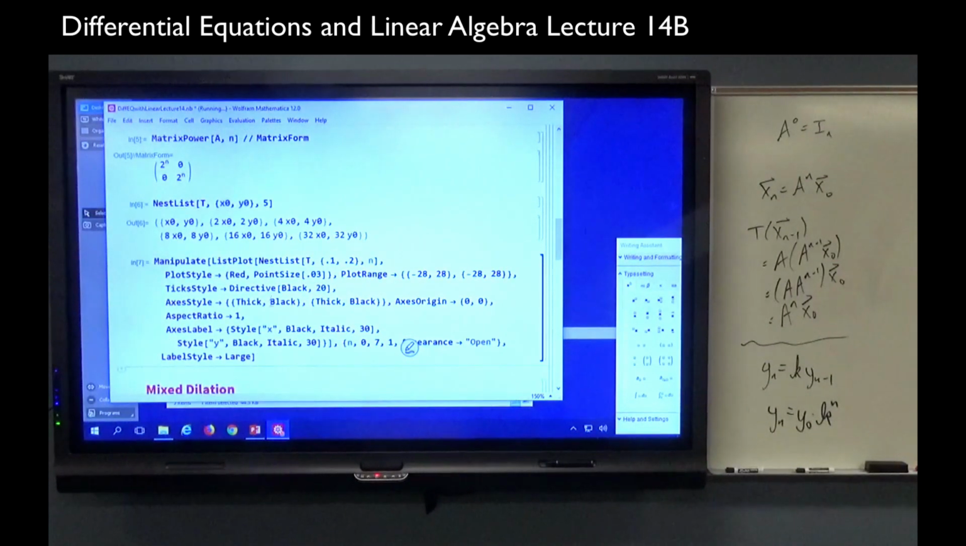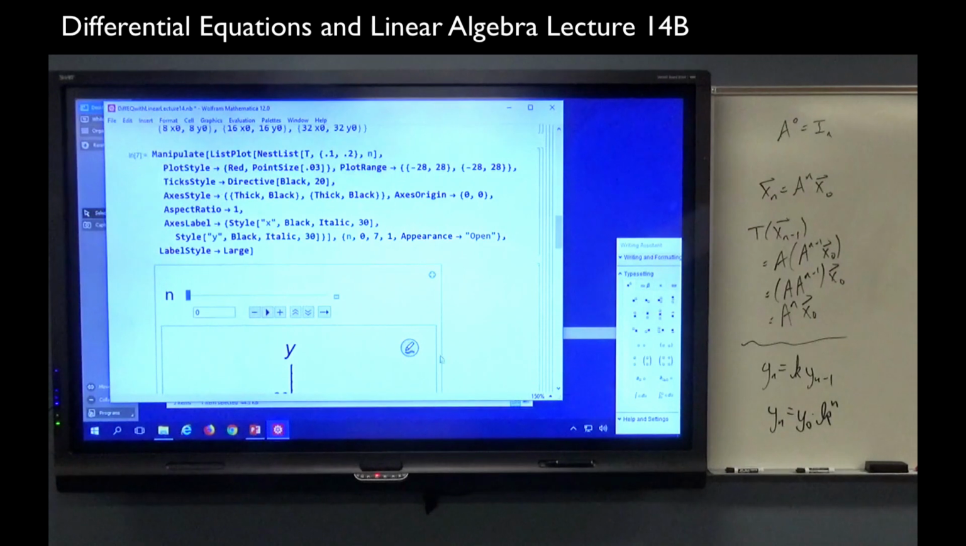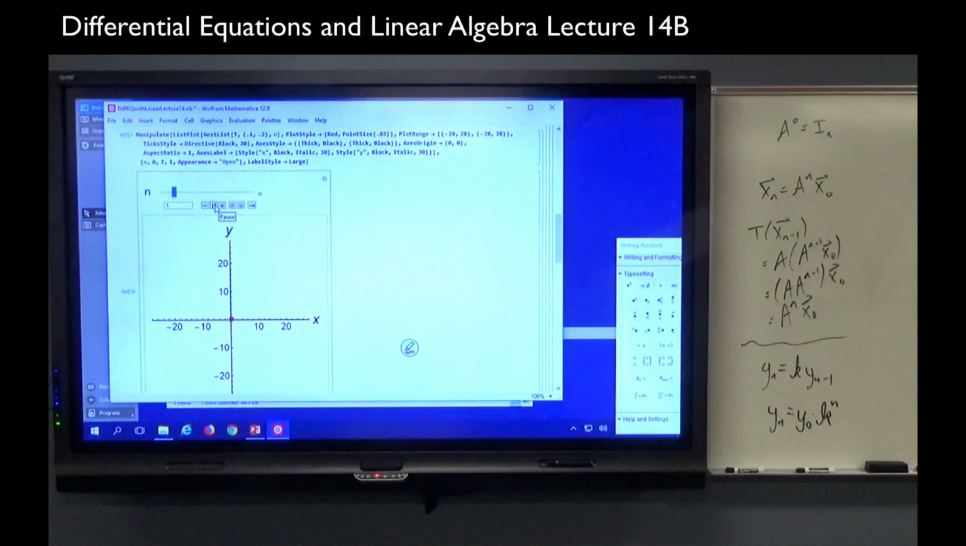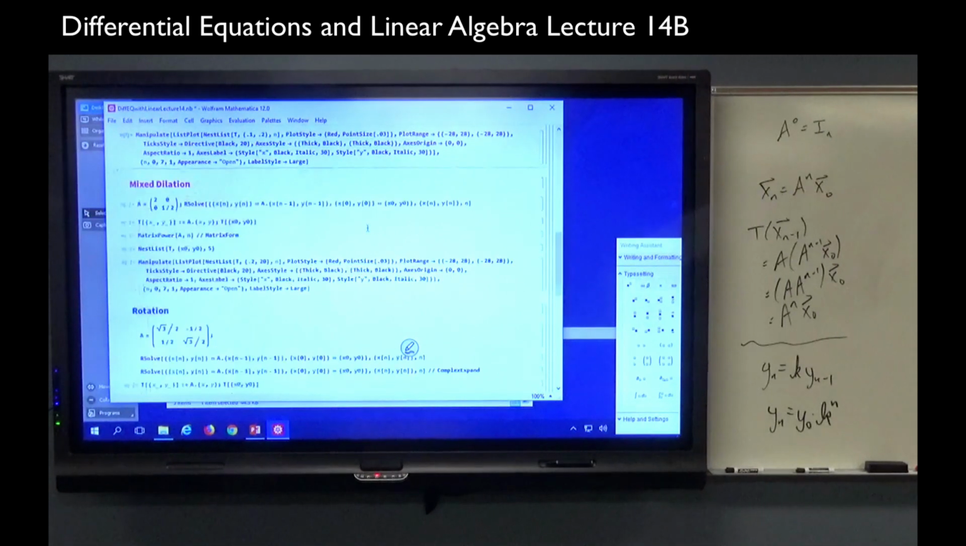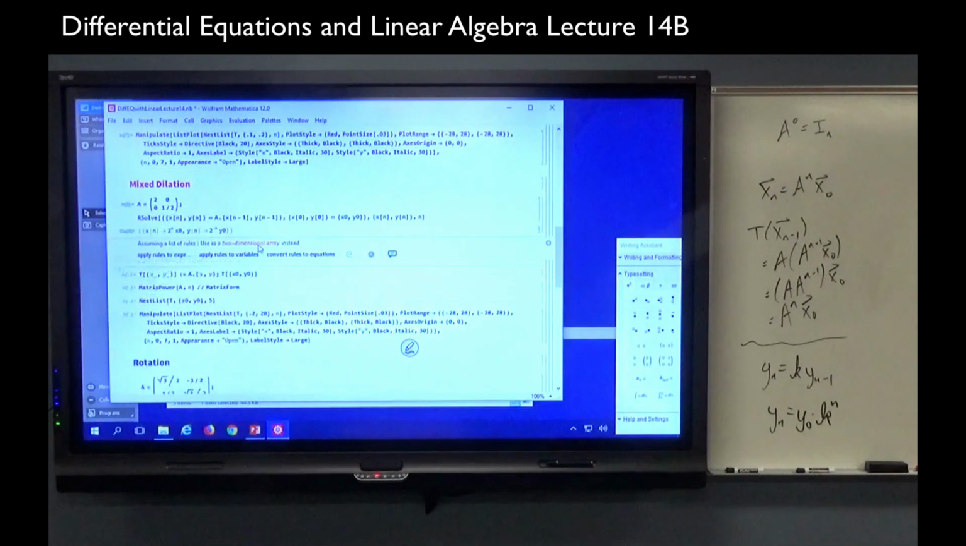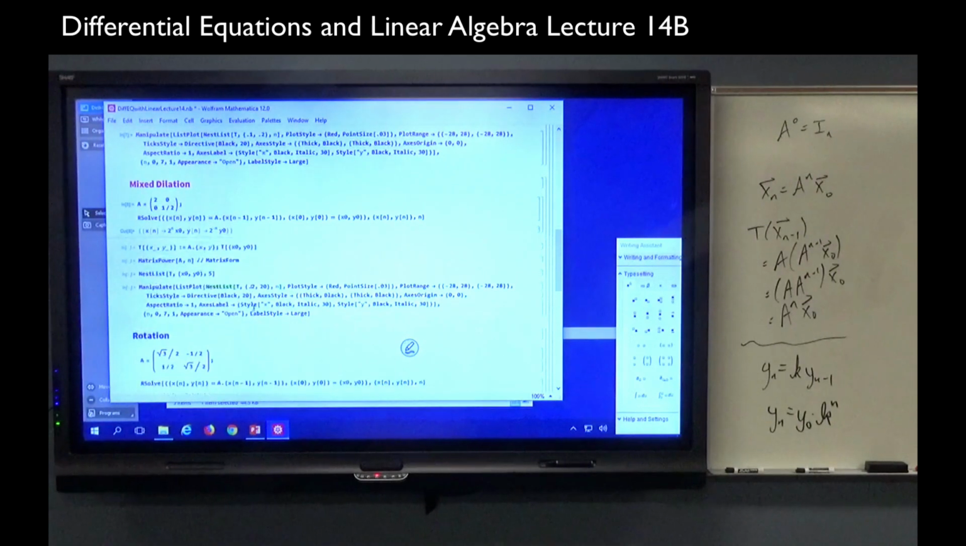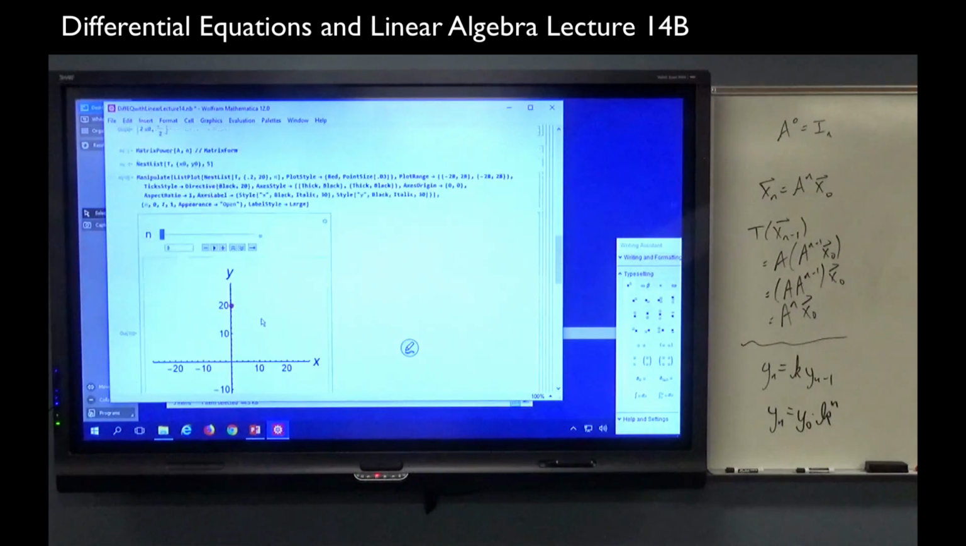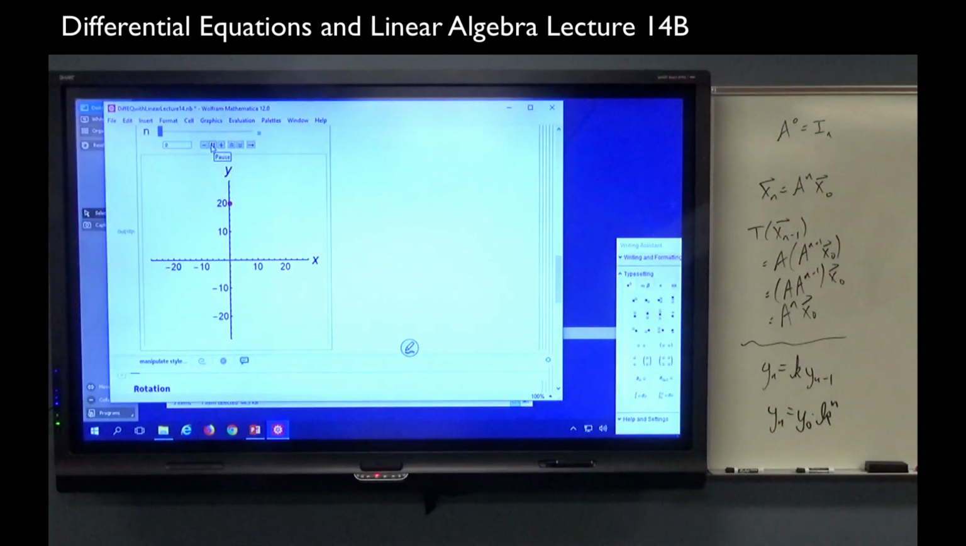And then here is a graph showing you visually what's going on. As n increases, the point is moving away. It keeps going twice as far from the origin after each iteration. The next example is a compression, or excuse me, a mixed dilation. It's expanding in the x direction and contracting in the y direction with a given initial condition that I pick just off the y-axis. The solution graph looks like that.